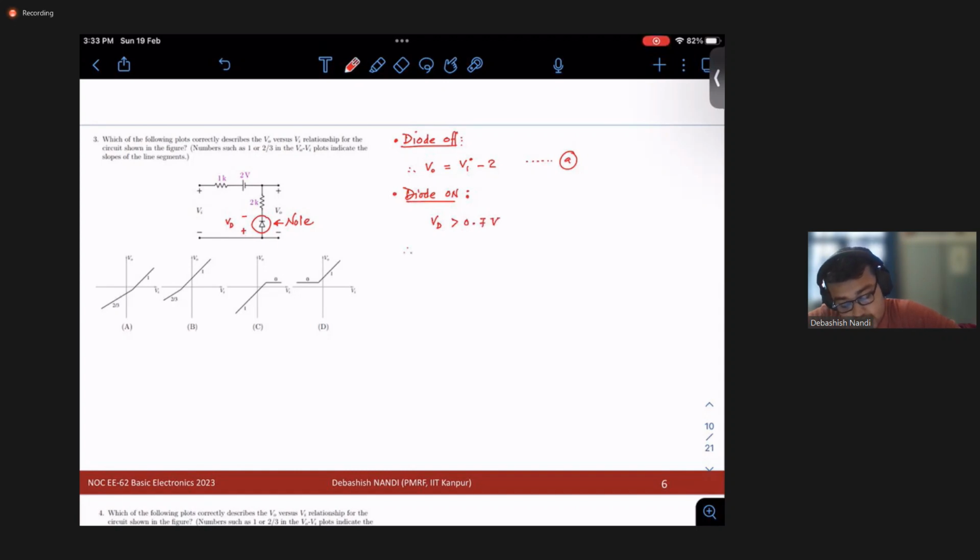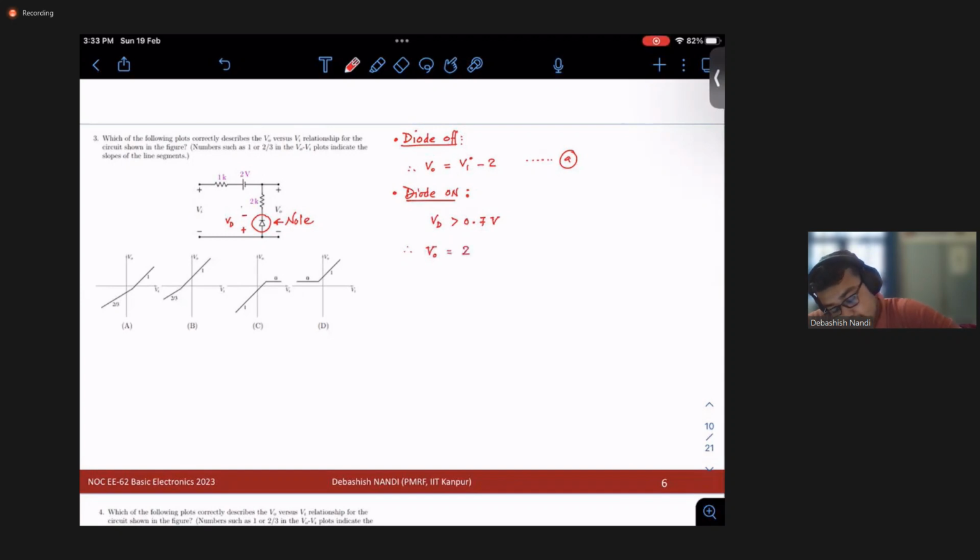And what is the relation between V naught and VD right now? V naught is 2, and let's say I is flowing in this way. Okay, so your V naught will be minus 2I minus VD, right?